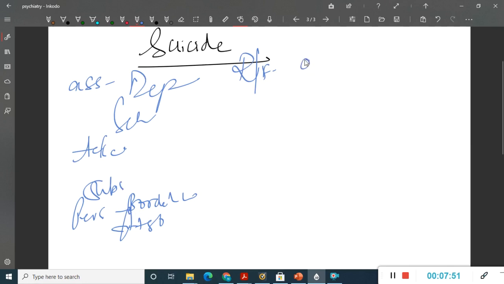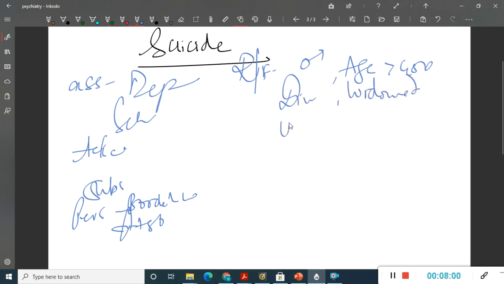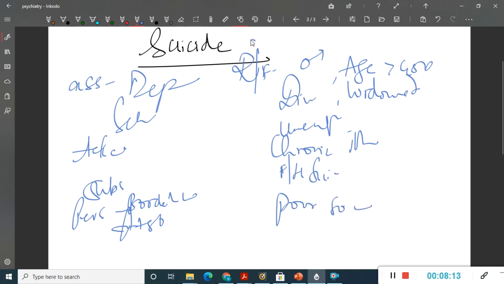What are the risk factors of suicide? It is seen in males in the age group more than 45 years. It is seen in divorced and also widowed patients. It is seen in people who are unemployed, who have chronic illness, and if they have a family history of suicide, there is increased chance of suicide. Or poor social support. So what are the risk factors? Males aged more than 45 years, divorced, widowed or unemployed, chronic illness, family history of suicide, and poor social support.